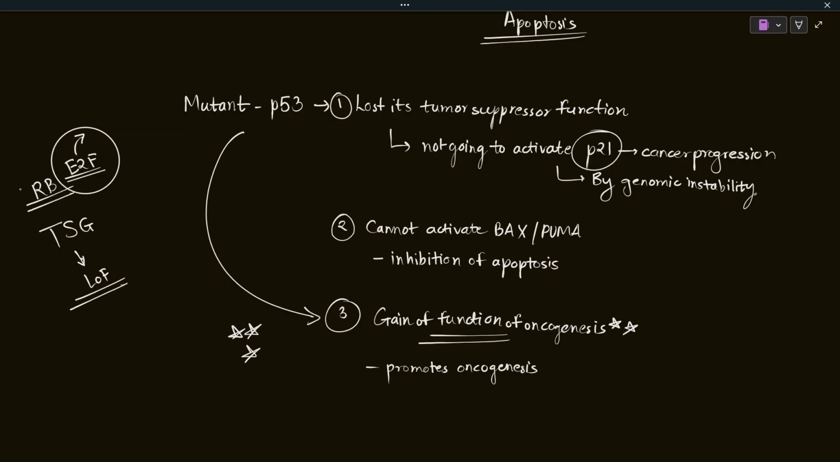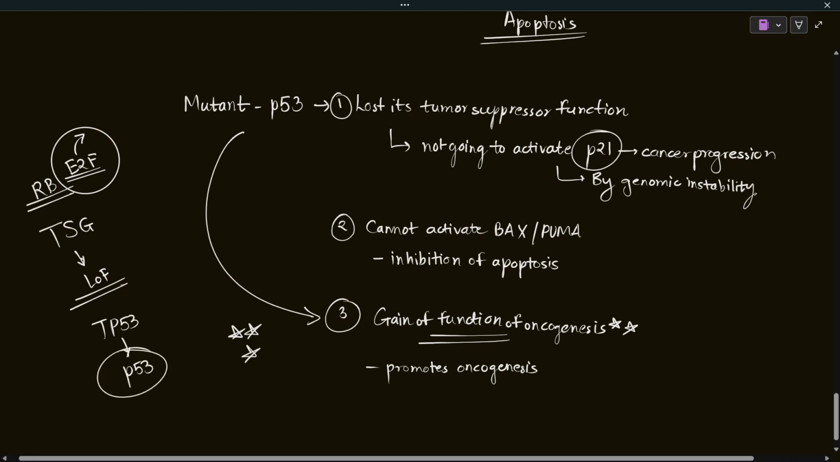And when retinoblastoma loses its function, it will lead to cancer. So this is the general scenario in any tumor suppressor gene. But the tumor suppressor gene TP53, which encodes the p53 protein, alongside losing its tumor suppressing function, also gains a function of oncogenesis. So it promotes oncogenesis. What it does is facilitate or overexpress certain oncogenes.